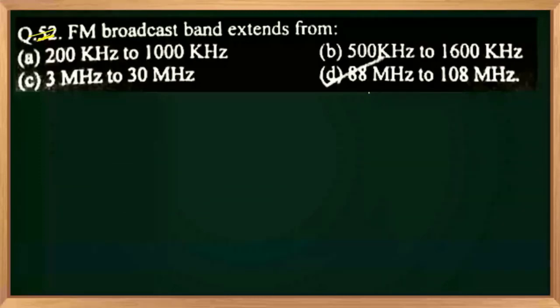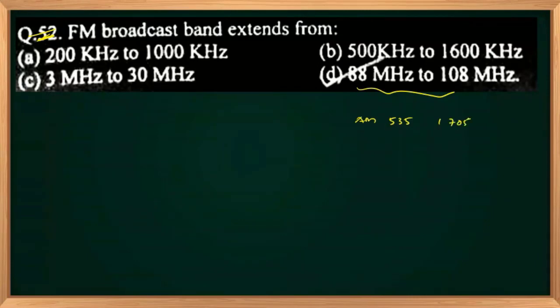Okay, so you should remember this range of frequency: 88 to, yes Rakesh, the answer is right, 88 megahertz to 108 megahertz. For AM, it is 535 to 1705 kilohertz. This is the frequency range for AM. Next question.